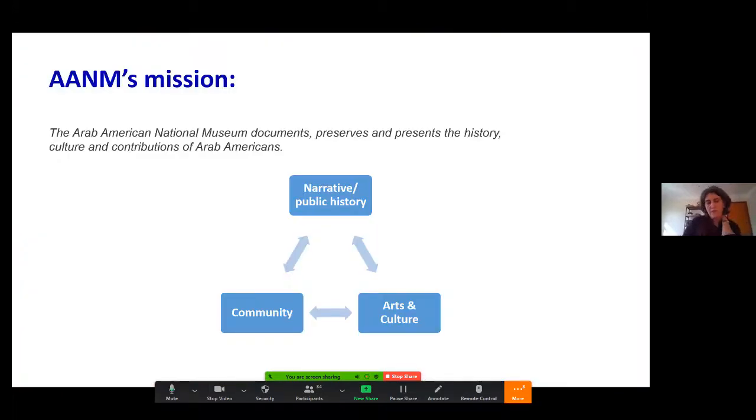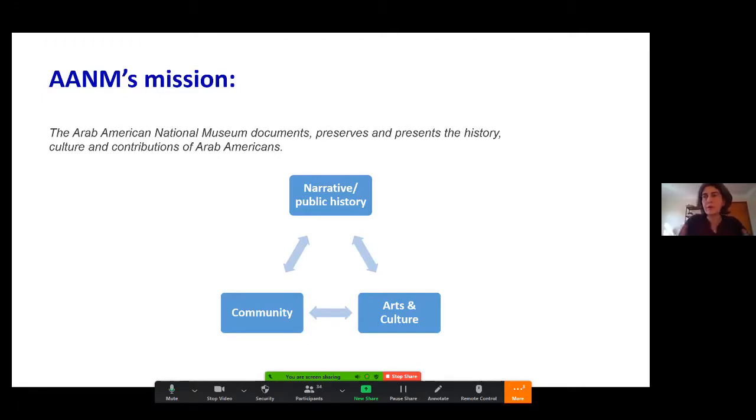So the mission of the museum is to document, preserve, and present the history, culture, and contributions of Arab Americans. This circular graph is a way I think of the museum and how it works. It's nothing official. This is not any official document that we have. It's just the way I try to think of it. So there's basically three components of the work that we do at the museum.